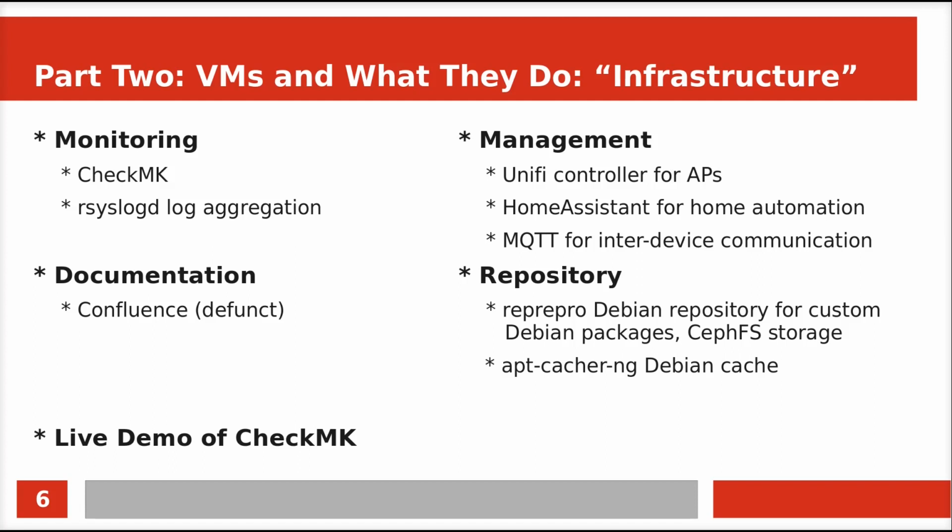Lastly, these next 2 are actually in one VM. I have a reprepro Debian repository for my custom Debian packages, which is using CephFS for storage. So anytime I have to build a package myself, I put that in this repo, and then my VMs can just pull it down. And lastly, I have an apt-cacher-ng Debian cache in order to avoid downloading the same package over and over and over for these 57 VMs and all the other Debian machines in my network. So that basically gives me a way to reduce my internet bandwidth.